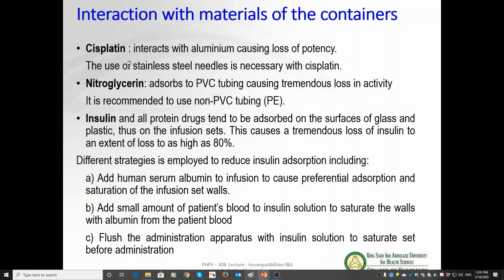Cisplatin, an antineoplastic drug used for treatment of many types of cancer, interacts with aluminum, causing loss of potency. Where is the aluminum? In the needles of the device, the needle of the IV set. So there is a recommendation to use a stainless steel needle for cisplatin. If you are giving cisplatin, make sure the needle used is stainless steel and not aluminum, because aluminum will absorb cisplatin and cause occlusion and cause problems.